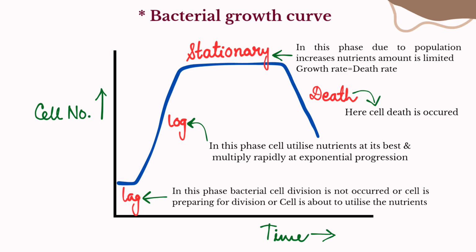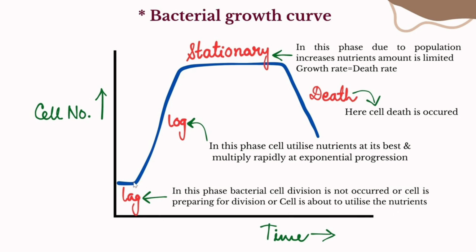At the initial phase, there is no progression in the growth curve. In this phase, it's assumed that the bacterial cells might be adapting to the new environment, or the inoculum size is not sufficient for dividing or growing, or maybe the bacterial cells are activating their enzymes for growth and metabolism. That's why this phase is called the lag phase.